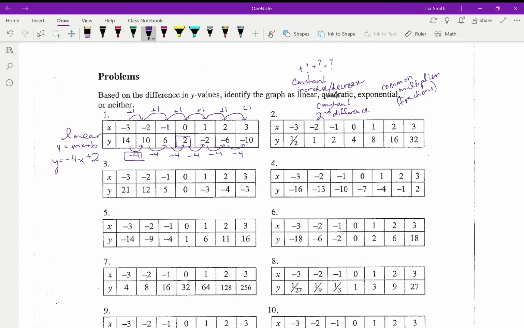So if you're looking for the challenge to really make sure that you understand what you're doing, I would challenge you to try and write the equation for each problem that we do. For linear and quadratic, don't try to write the exponential function.